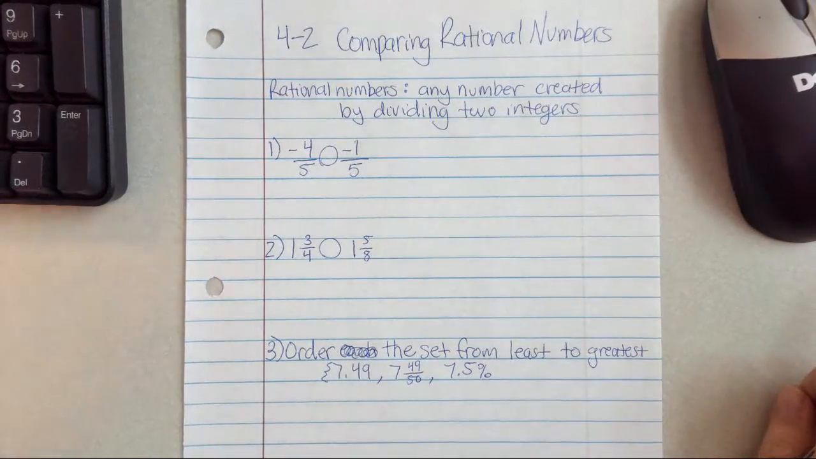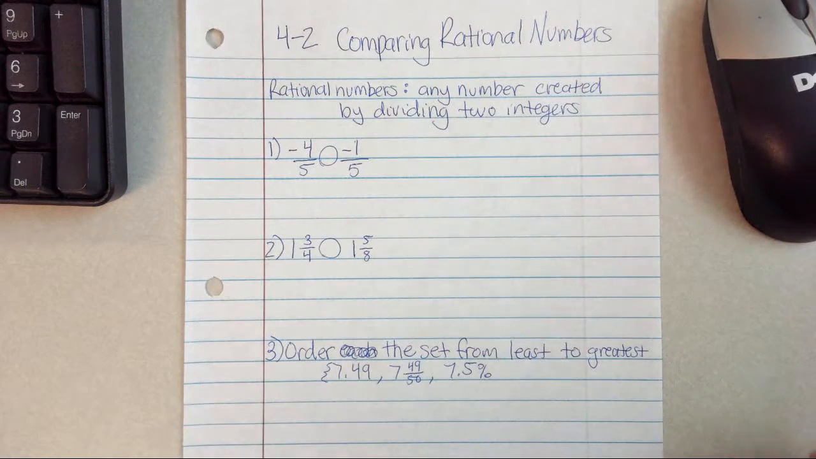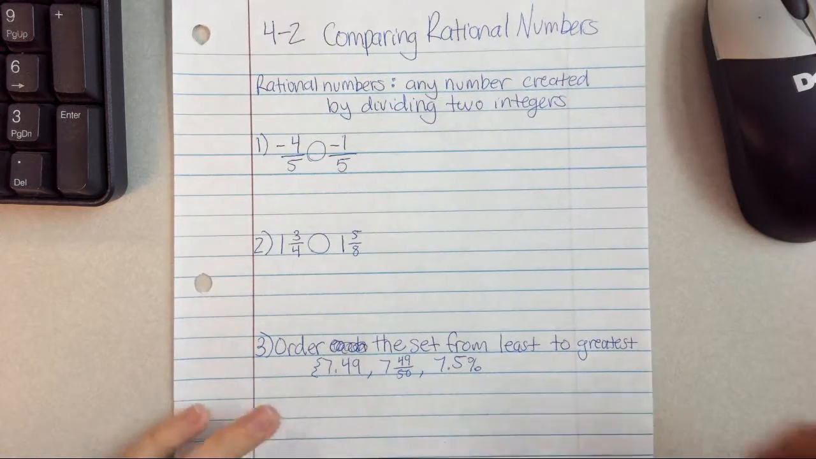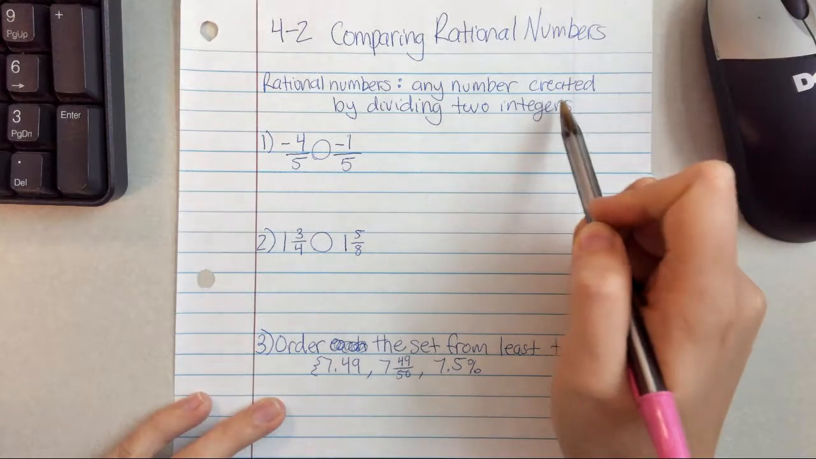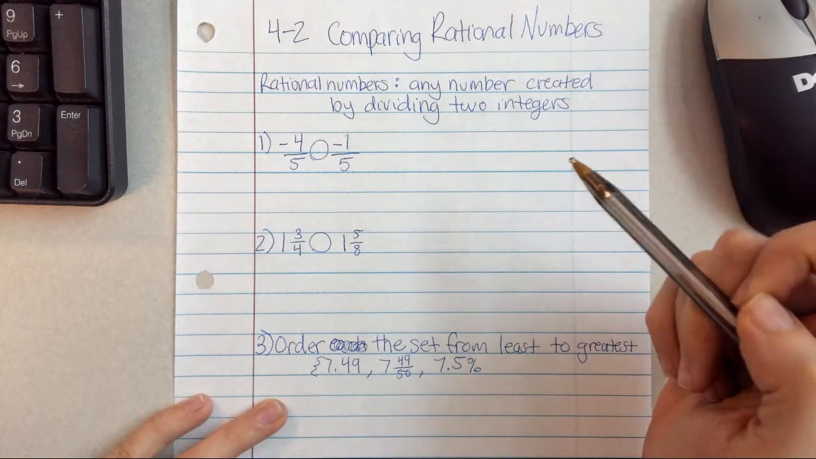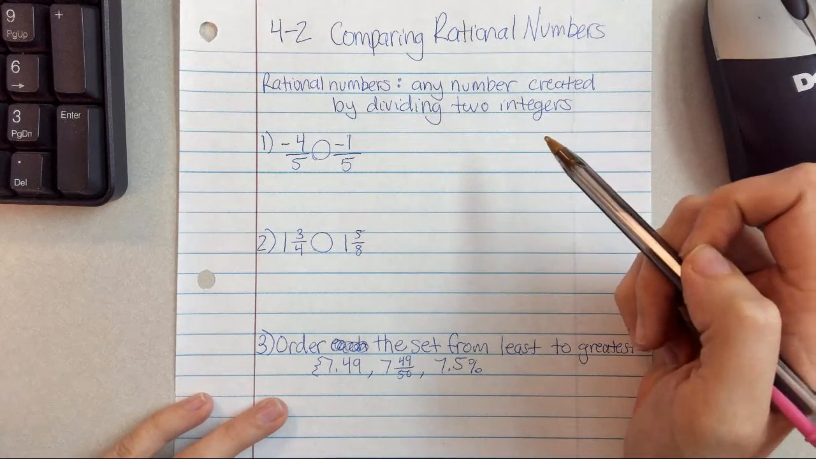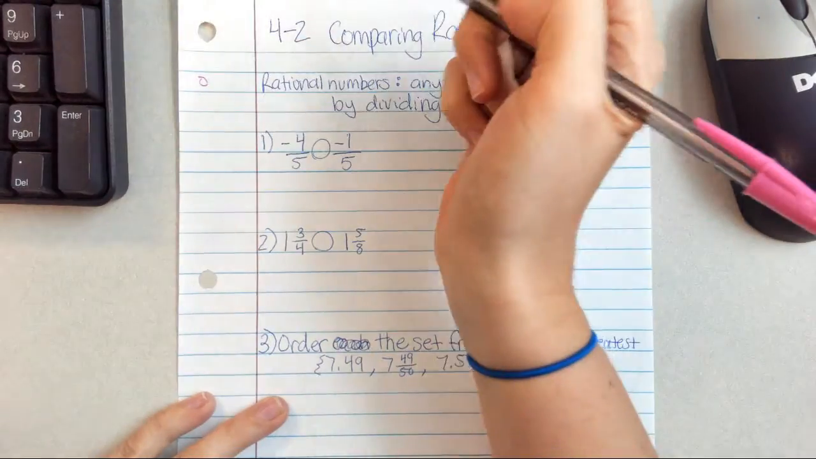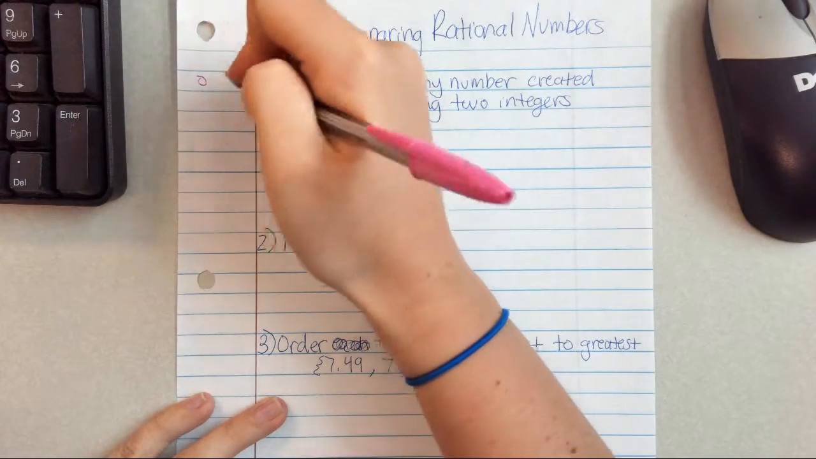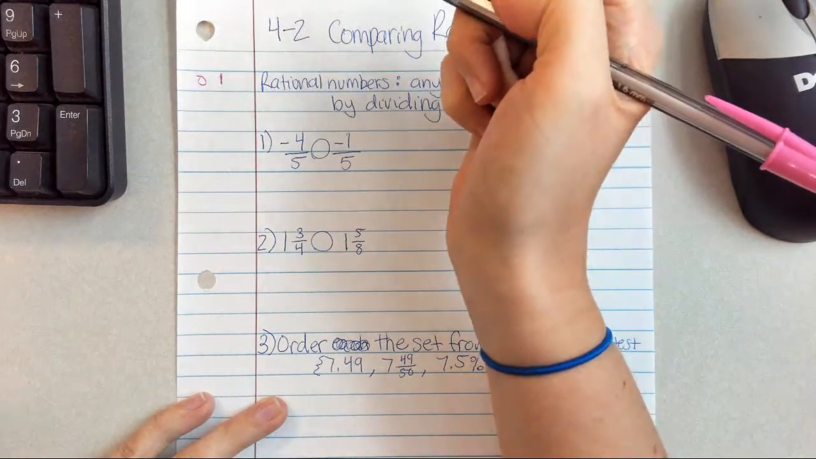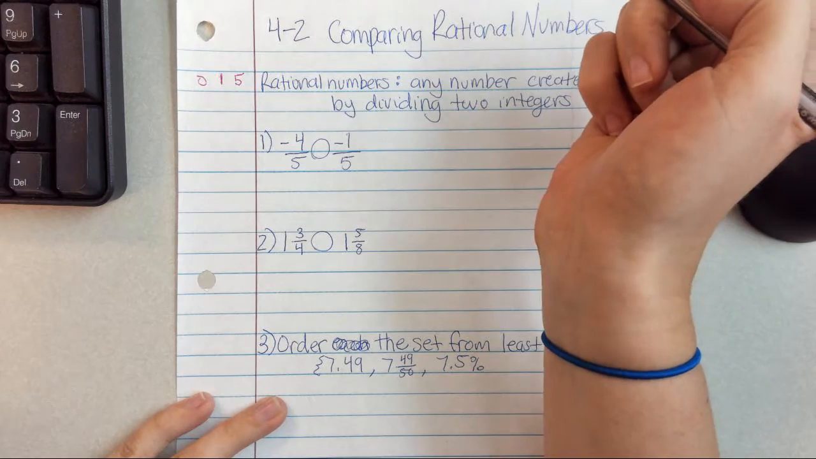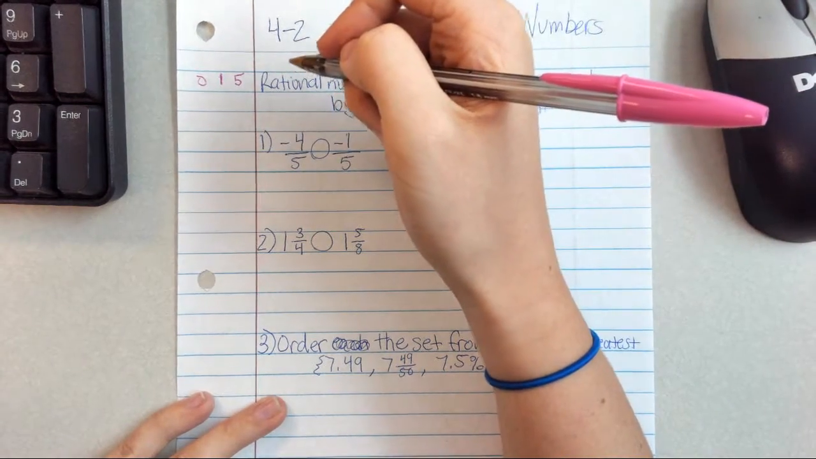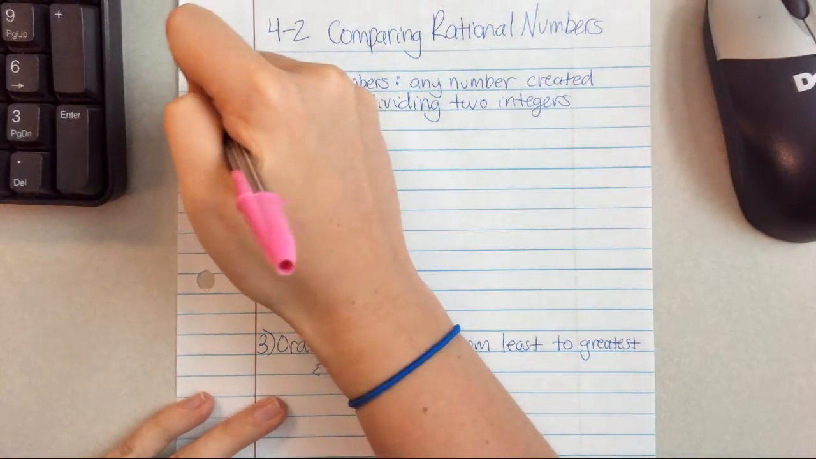Today we worked on comparing rational numbers, and first of all you need to understand what rational numbers are. The book defined it as any number created by dividing two integers, and to be more specific, that includes our whole numbers, so 0, and all of our positive counting numbers, so 1, 2, 3, 4, 5, all of those to infinity, and it also includes their opposites, so the rest of the integers are negative numbers.